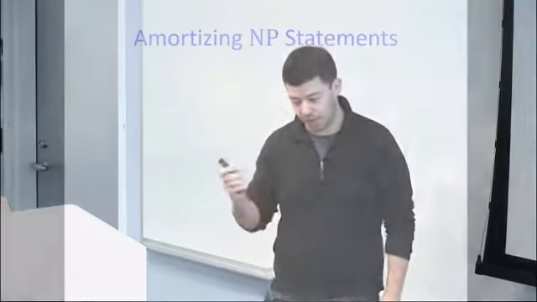Question? No. Okay, so we want to amortize interactive proofs. That seems kind of difficult. Let's try with something more basic. Let's try to amortize NP proofs, non-interactive proofs. What do I mean by that?